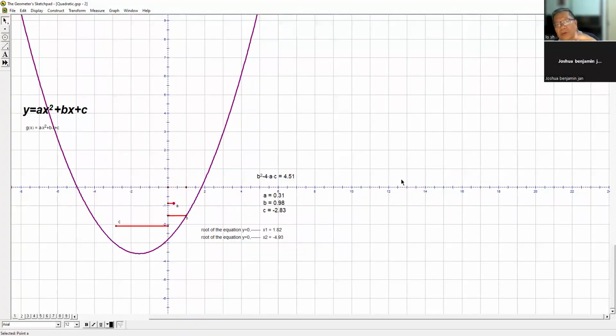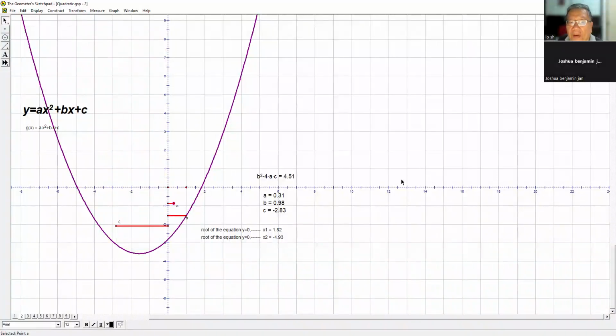So if you just look at the ax squared plus bx plus c, you can already imagine the shape of the curve, whether it's a U shape or an N shape, number one. Number two, where it cuts the x-axis. So you can see two things from there.